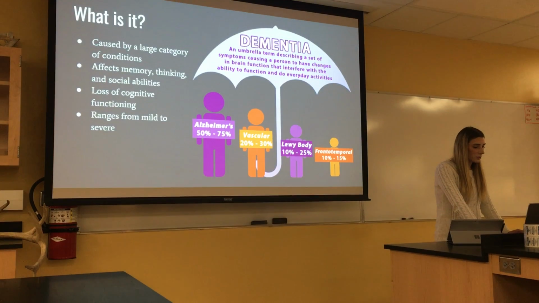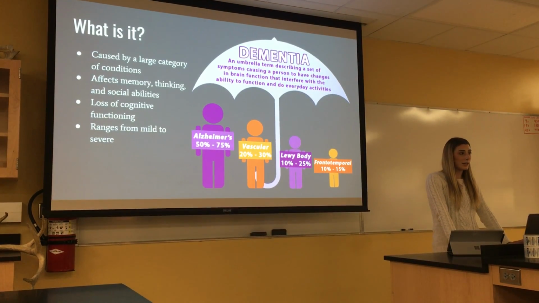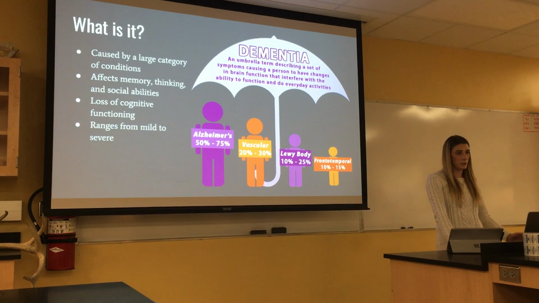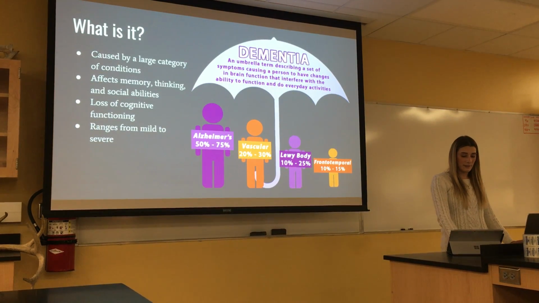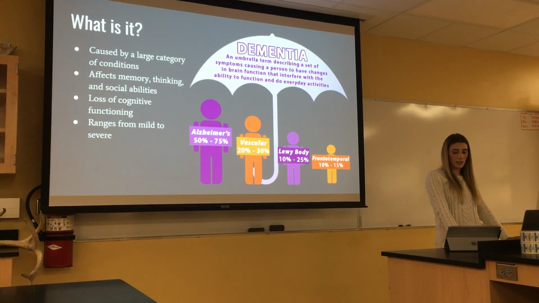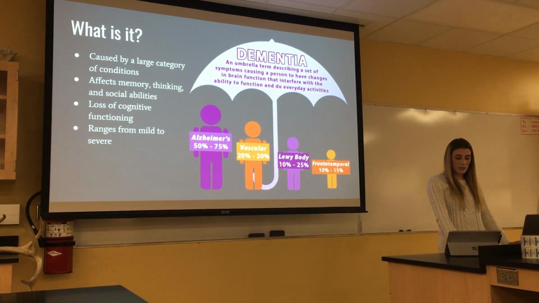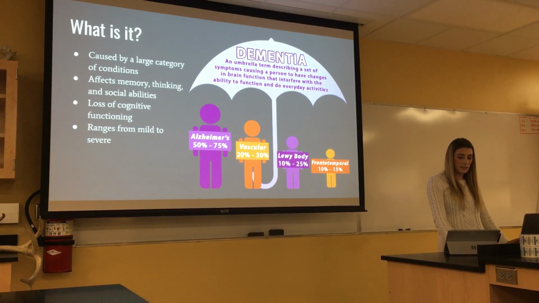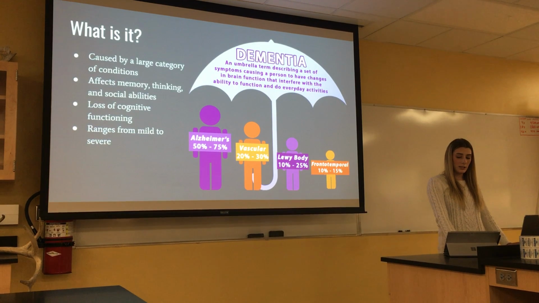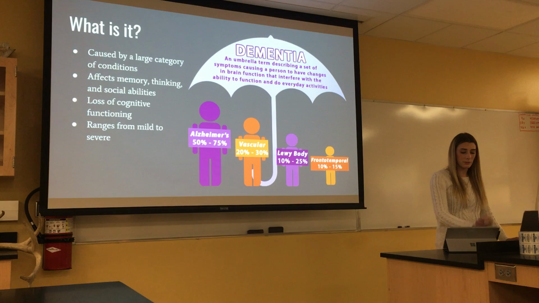Alright, so what is dementia? The term dementia is caused by a wide range of conditions, including Alzheimer's disease. Dementia affects the memory, thinking, and social abilities severely enough to interfere with daily living. As seen in the picture up here, dementia is a term used to describe a range of symptoms associated with cognitive impairments. In other words, Alzheimer's, vascular conditions, Lewy body dementia, and frontotemporal disorders can also account for dementia.